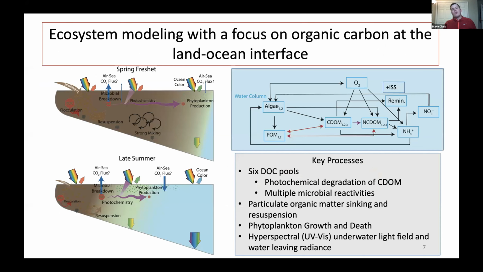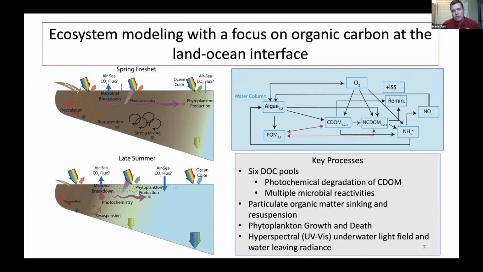So that's just a basic description of the physics. But really what we're interested in is the biogeochemistry and carbon cycle. And so we have developed this model, and this actually goes back to work done in the Chesapeake Bay over 30 years ago. And we developed this model to focus on how organic carbon is cycled at the land-ocean interface.